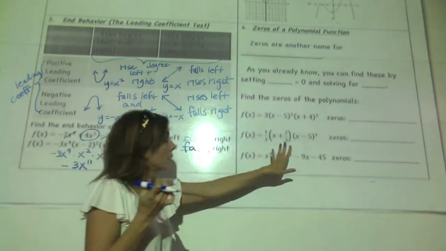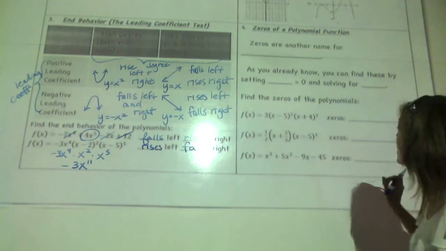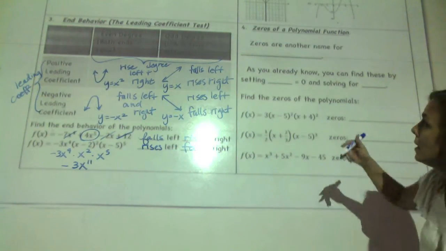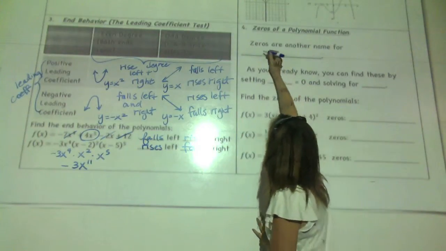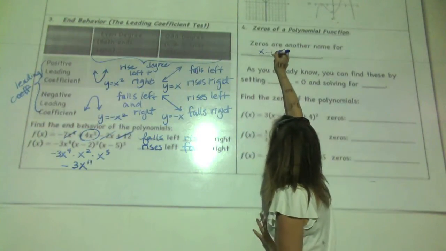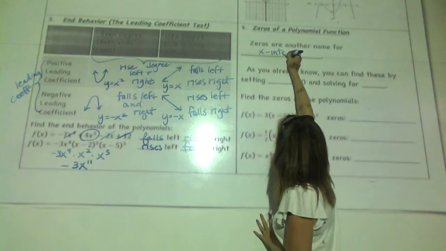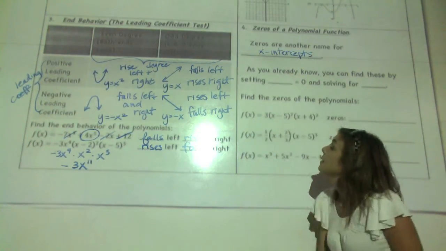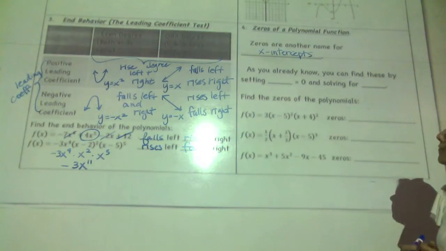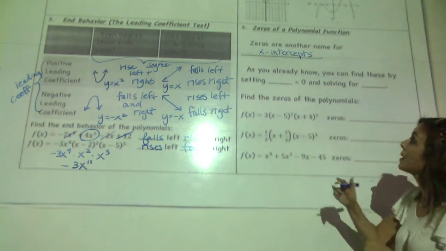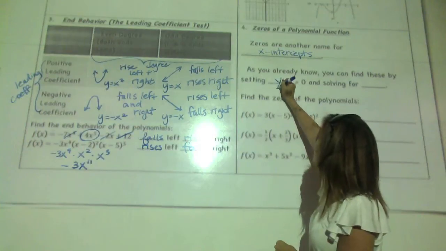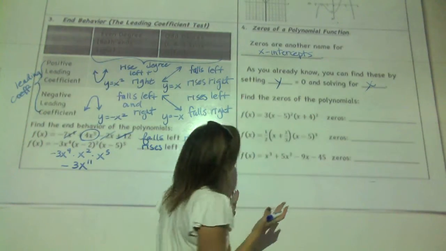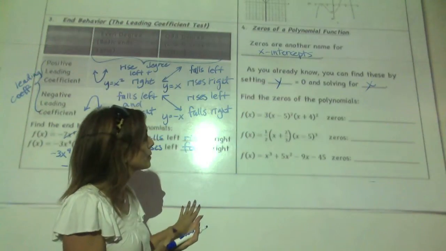All right, coming over here, we're going to look at finding zeros of a polynomial. And what is a zero? A zero is another name for an x-intercept. I'm reaching really high. So as you already know, you could find your x-intercepts by setting y equal to 0 and solving for x. So let's find the zeros of these polynomials.